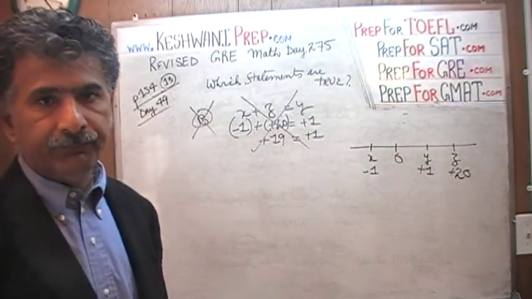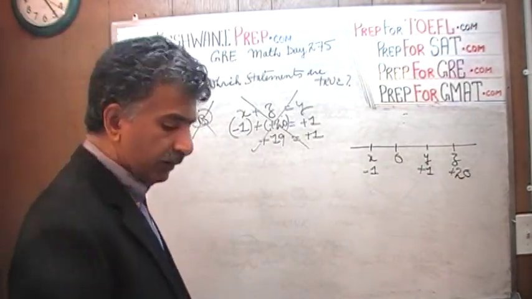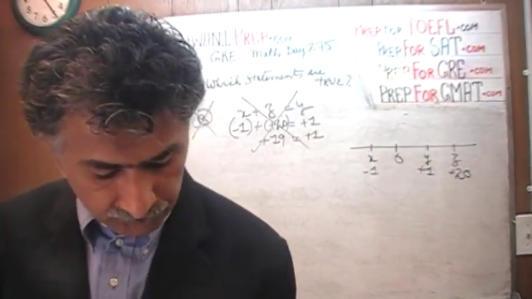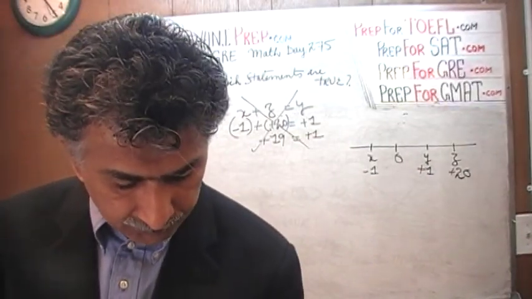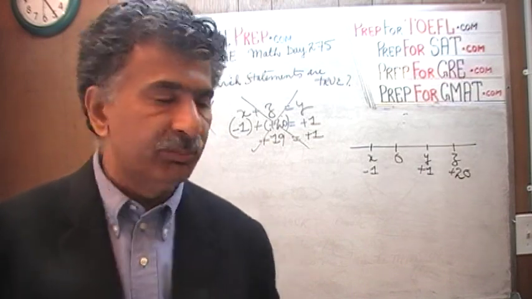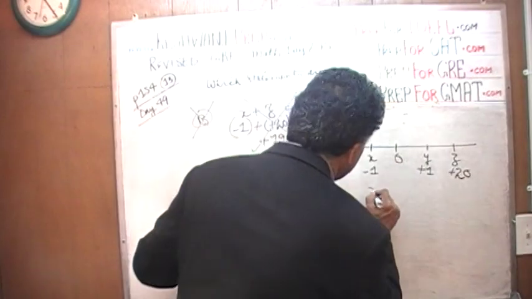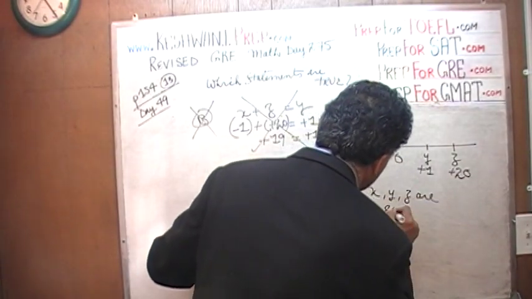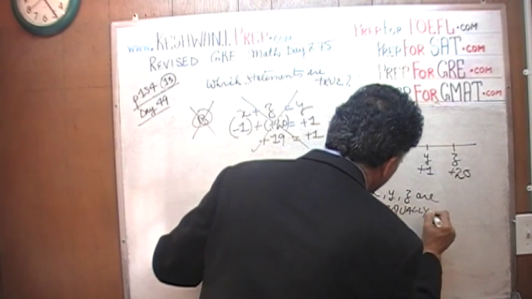What did we miss here? What we missed here is that we are told clearly, the problem clearly states, I'm going to read it to you, it says, on the number line shown above, tick marks are equally spaced. We are told here that x, y, and z are equally spaced.